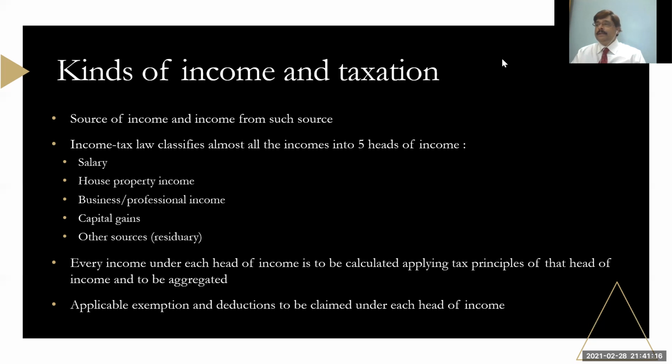Generally, an asset held for more than 36 months is classified as long-term capital gains. And if it is held for less than 36 months, it is classified as short-term capital gains. In other words, if you hold the asset for more than 36 months, it is a long-term capital asset, and if held for less than 36 months, it is a short-term capital asset. However, for certain assets like listed shares or units of mutual funds, the period of holding for classification into long-term or short-term is 12 months instead of 36 months.